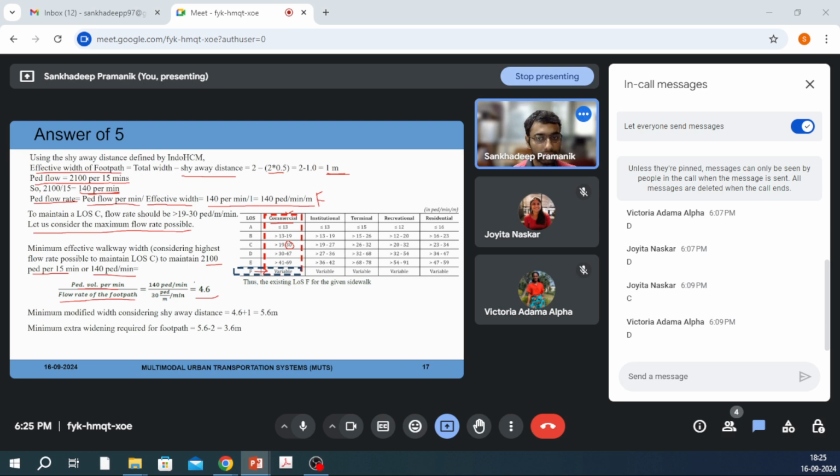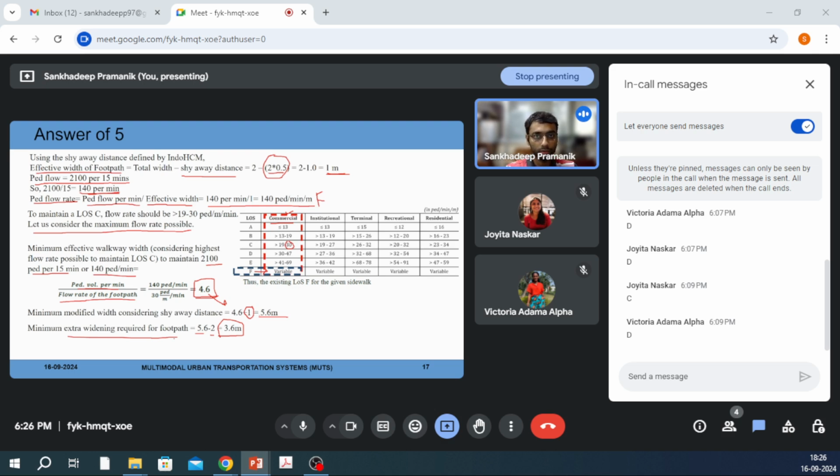Now it is the effective width through which pedestrians will flow. So total width of the footpath will be required 4.6 plus 1 meter shy away distance. This distance is this shy away distance. So total 5.6 meter width of the footpath is required to maintain level of service C. But we have already 2 meter of the footpath, so 5.6 minus 2, that is the 3.6 meter extra widening required for the footpath.